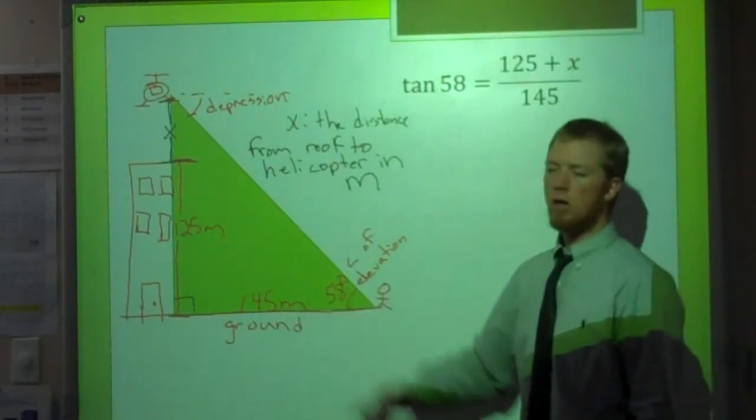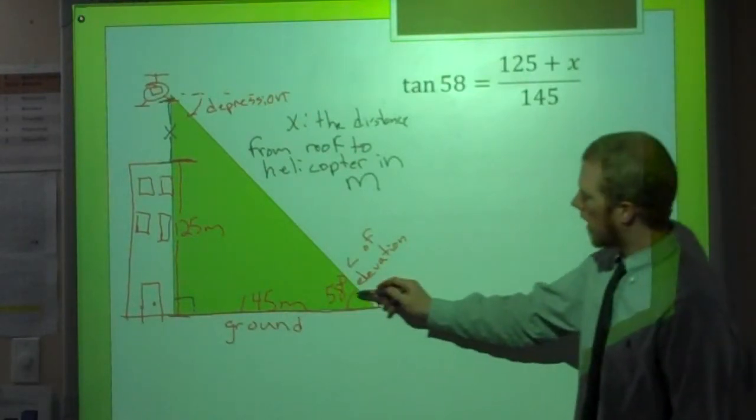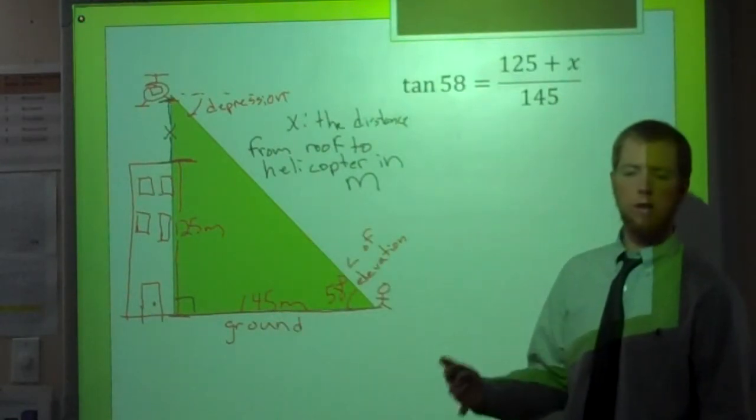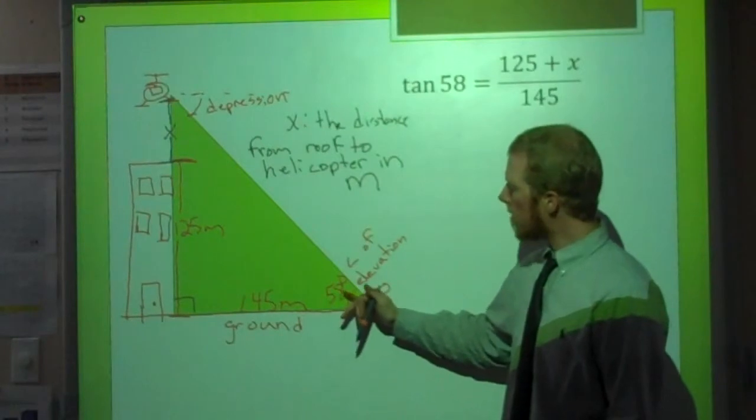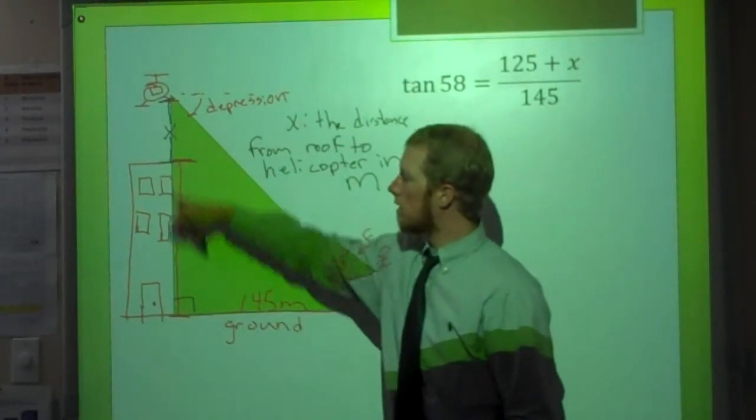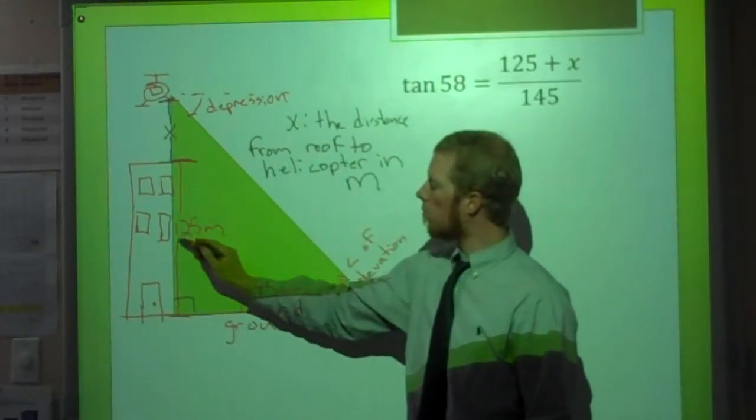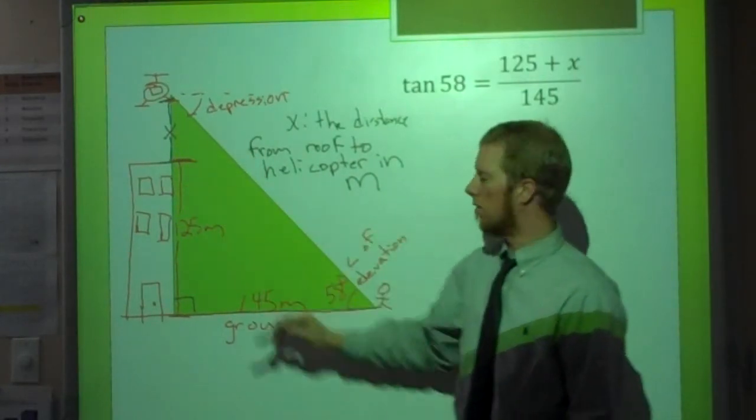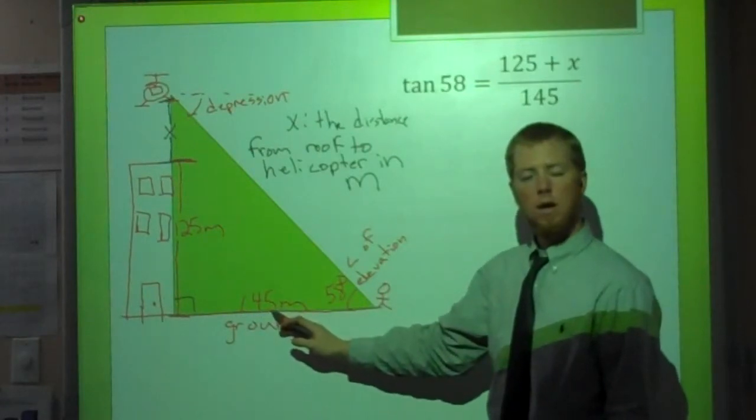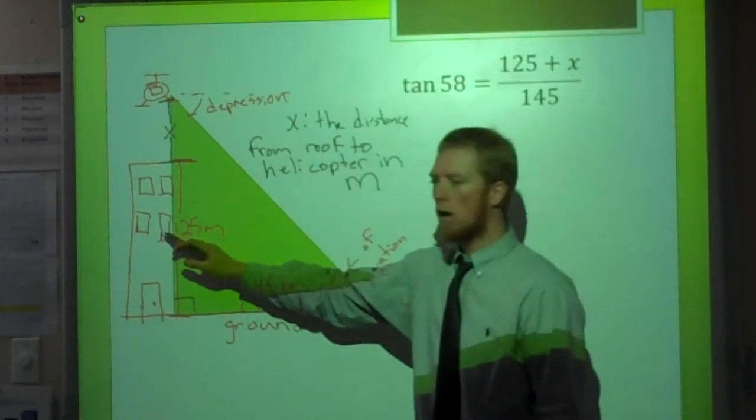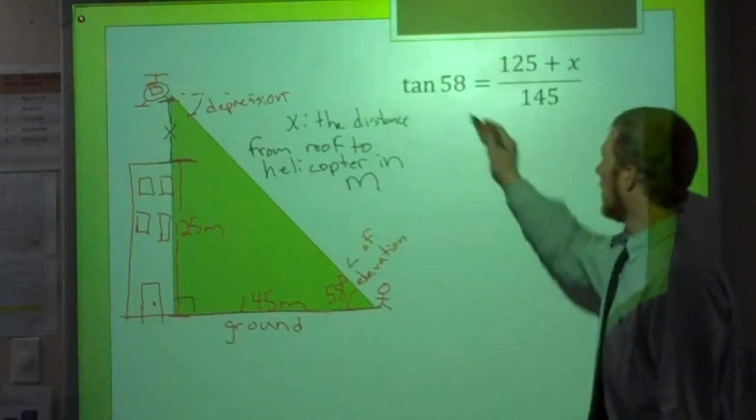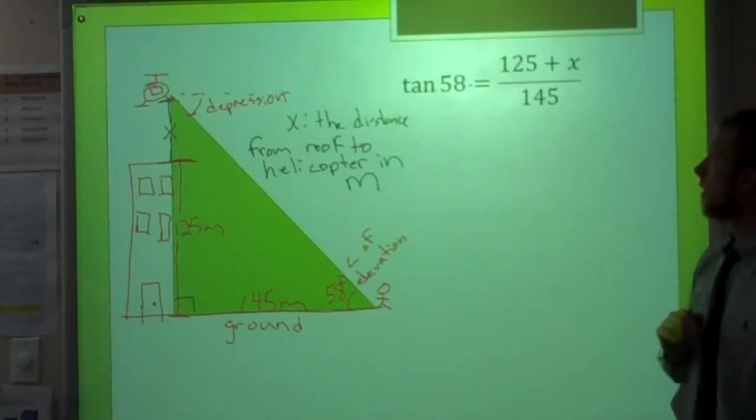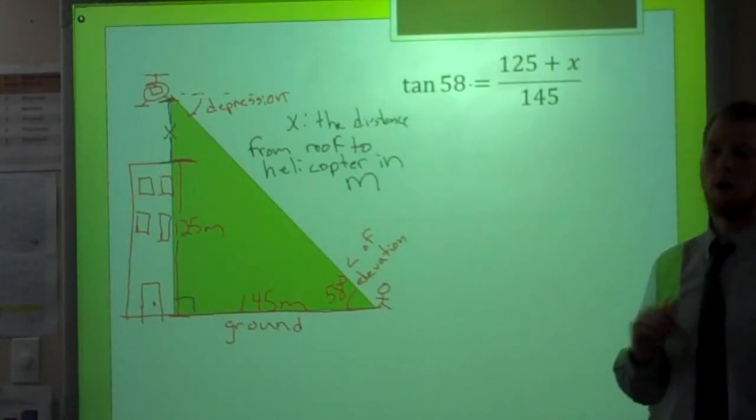So now I know I'm going to use SOHCAHTOA. I have to look at my angle and the two sides that I have or that I'm looking for. So I have this angle, and across from this angle is this side. And while I have part of this side, I don't have the whole side. So this is kind of what I'm looking for. Down here, I have this side. This is our opposite and our adjacent. And so that's going to give us our tan 58 equals 125 plus x over 145.